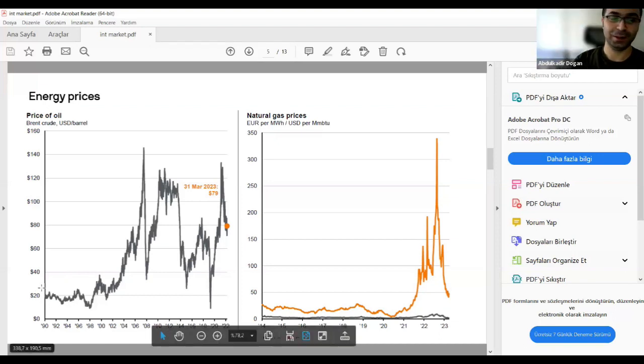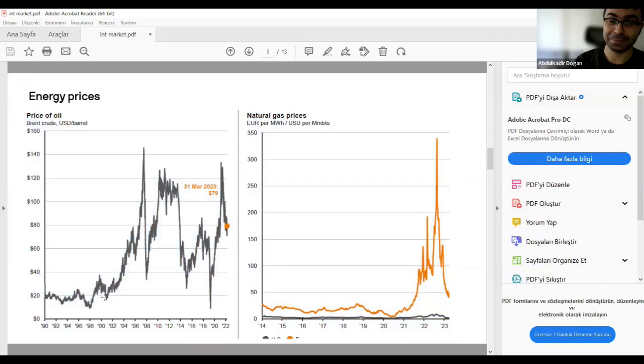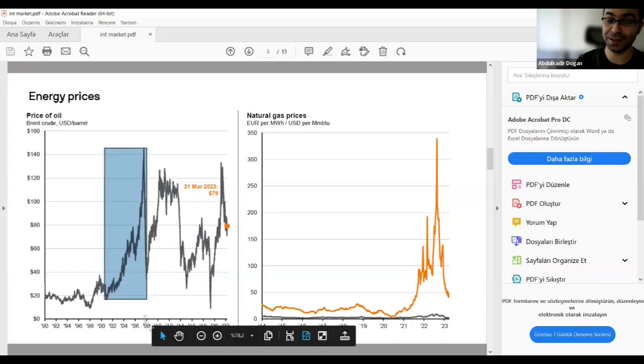First of all, from 1990 to 2000, approximately 10 years, it is around $20 per barrel. It is so stable, so low. Then a huge increase until the financial crisis in 2008. It is $20 in the beginning of the 2000s, and it reached, before the crisis, approximately $140 per barrel. It is huge, and this is inflationary.